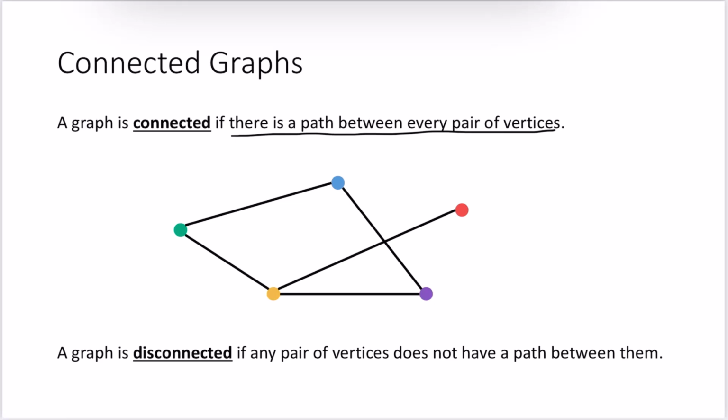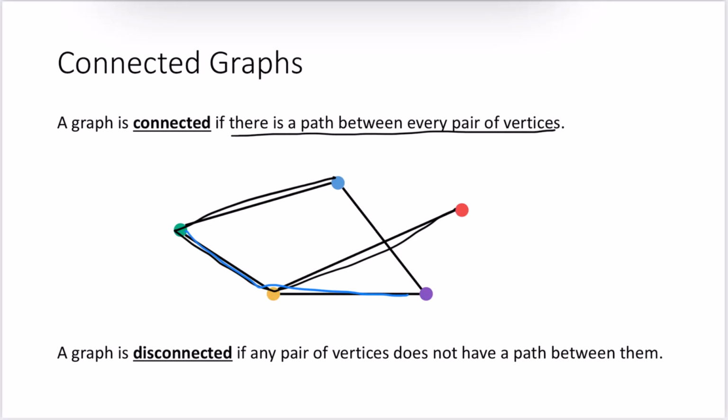So let's say, for example, that I chose the red vertex and the blue vertex to be the pair of vertices. Well, there exists a path between them because I can get from the red vertex to the blue vertex by following along the edges. And regardless of what pair of vertices I chose, so maybe I might choose the green and purple vertex, there is a path between every single pair of vertices, and so that means this graph is connected.